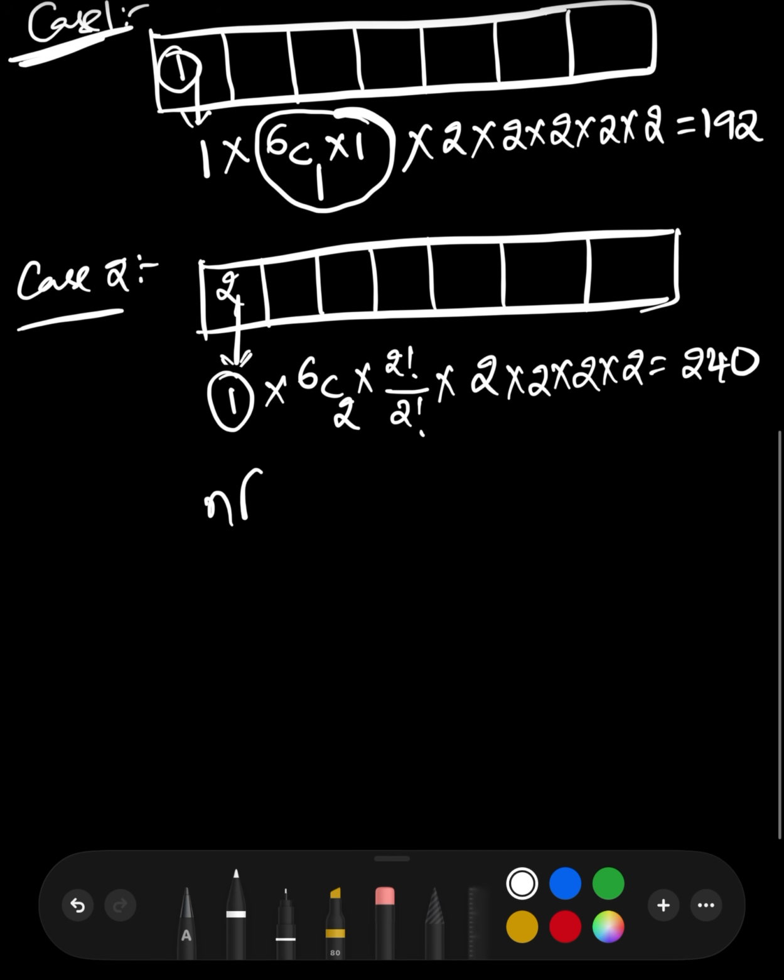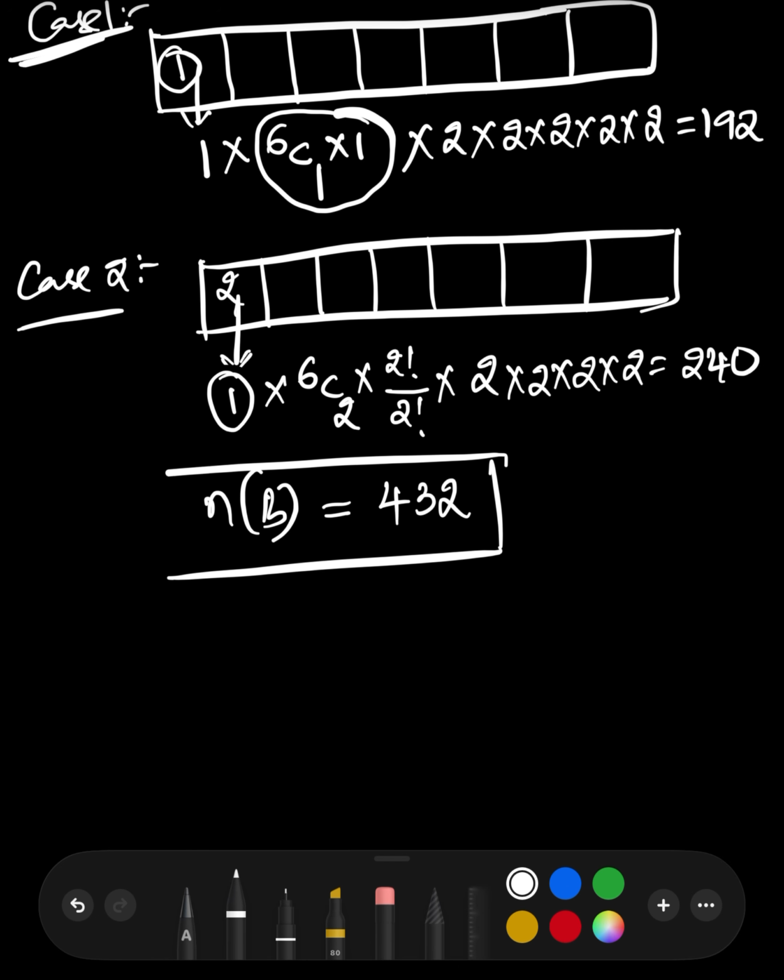So clearly n of B is 240 plus 192, that is 432. N of B is also over.